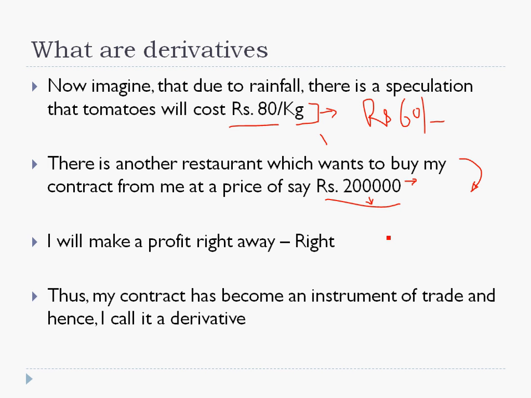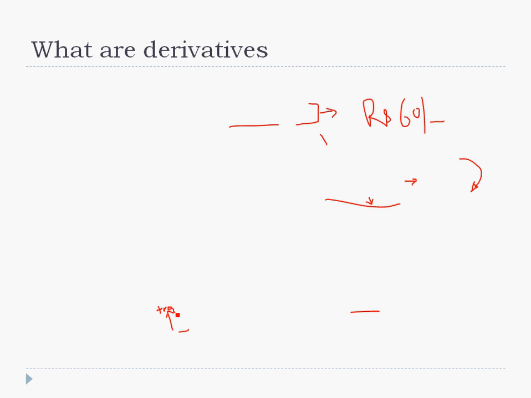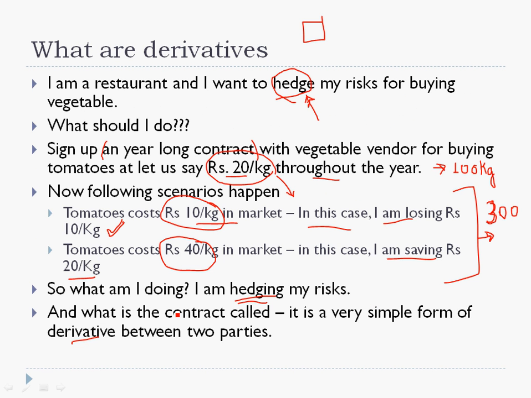Thus this contract now becomes an instrument to trade, and hence it is called a tradable derivative. So we are not giving terms to these derivatives yet, but you would see that the first one was a simple forward contract, right?